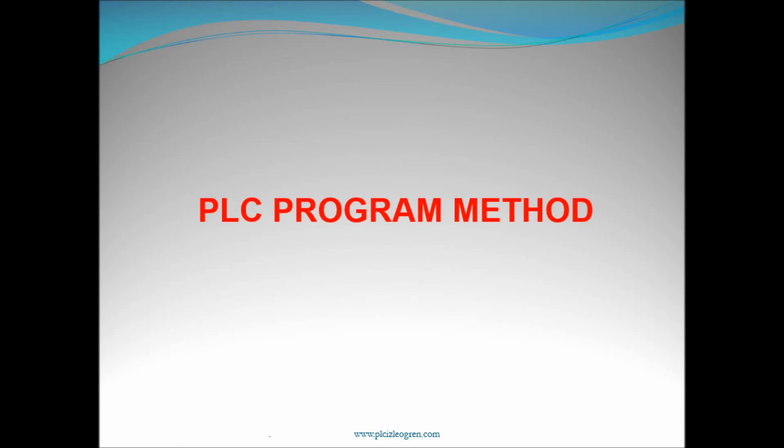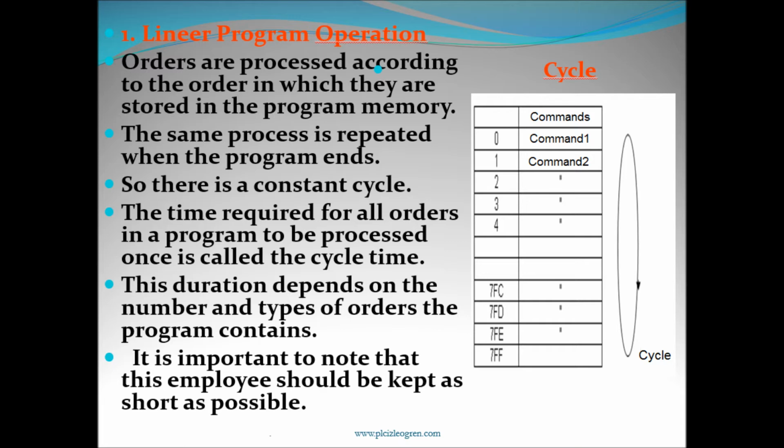In this lesson, we are going to talk about program operation ways in PLC. The first one is linear program operation. In this method, every command is operated in an order. When the program reaches the end, the same process is repeated again.